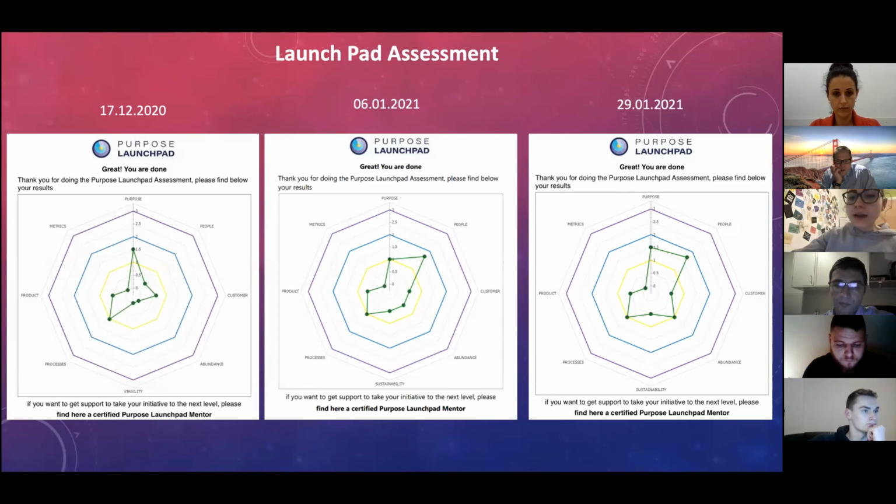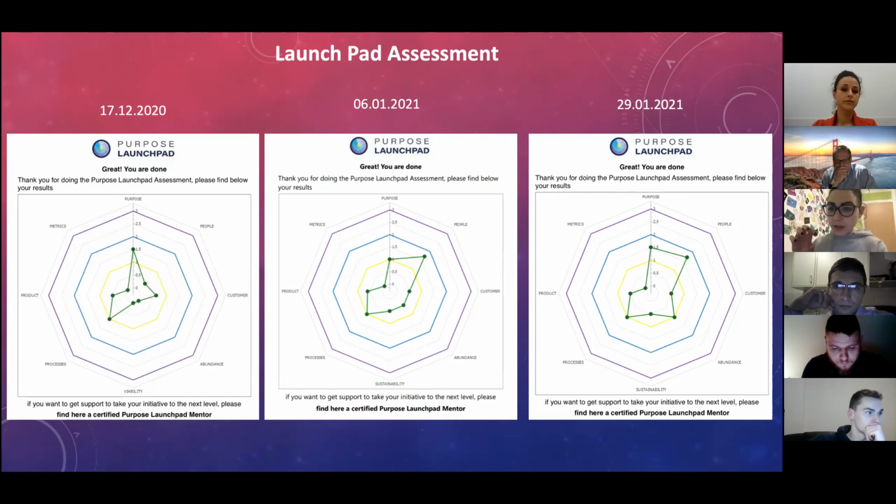Here I just want to show the evolution of our product and project itself. In the last assessment, I think we developed more on the axis of the purpose, people and customer, a bit on the abundance. We were in touch with Monevo, so we were mostly close to a community that shares our vision.